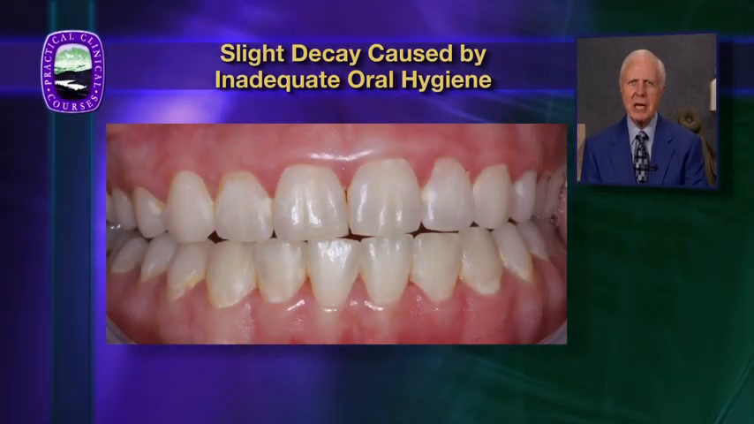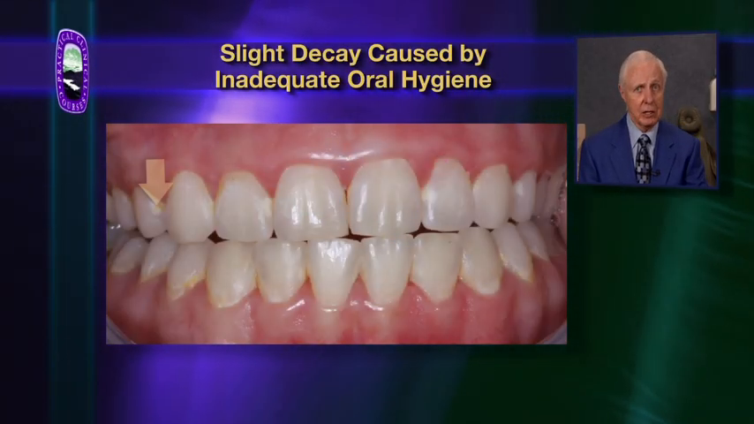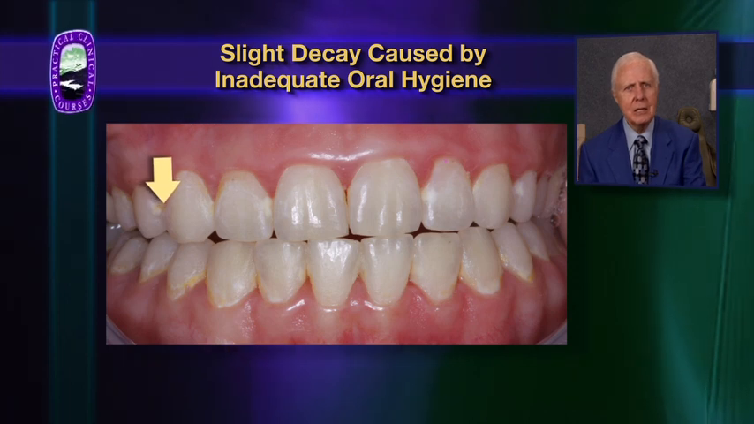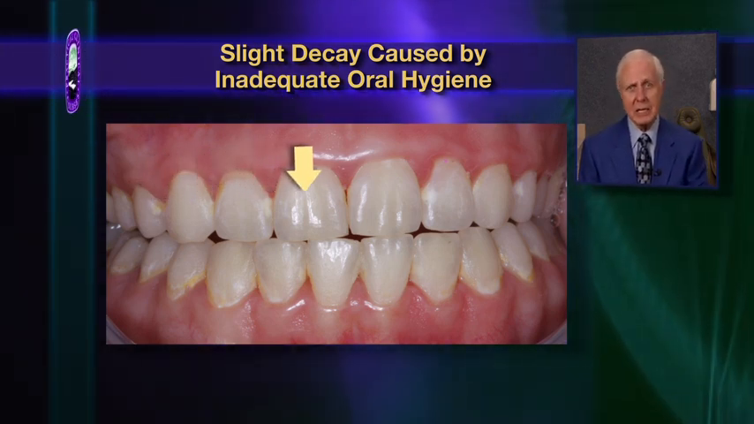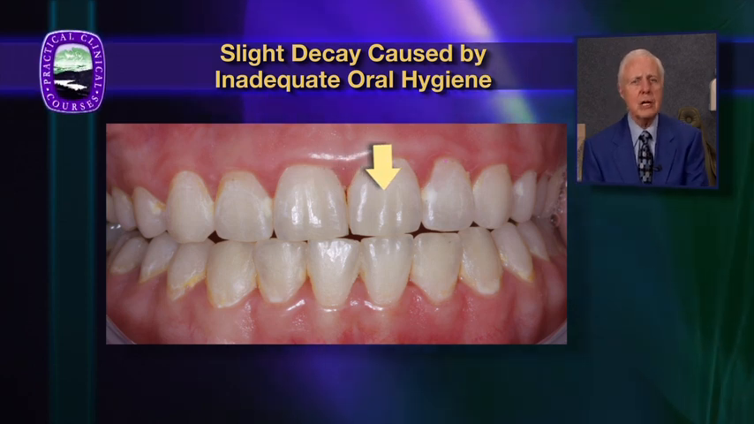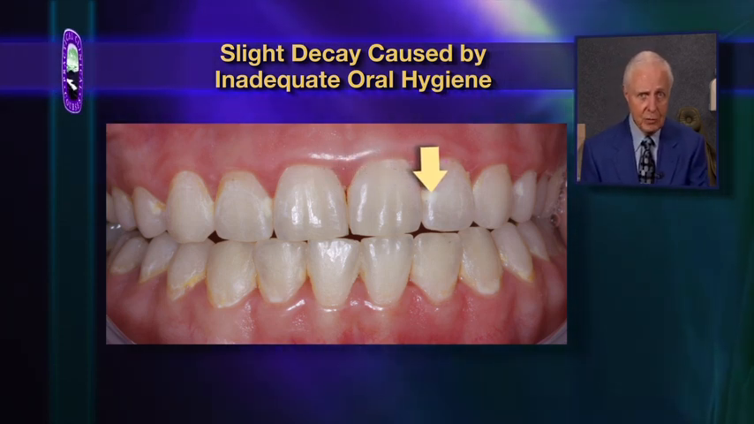As you observe this patient, you will see many white and yellow spots. They're really dental decay. They're present on this teenager's teeth as caused by inadequate oral hygiene during his orthodontic treatment. They can be reduced or eliminated.